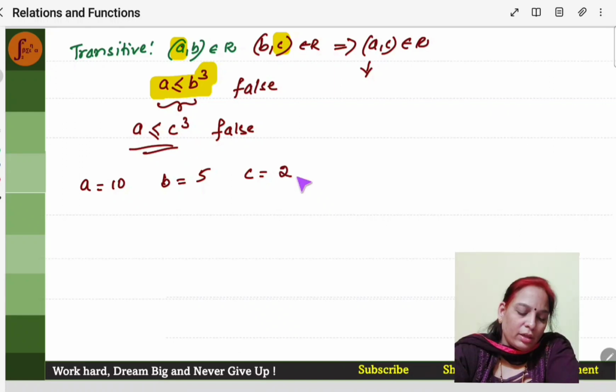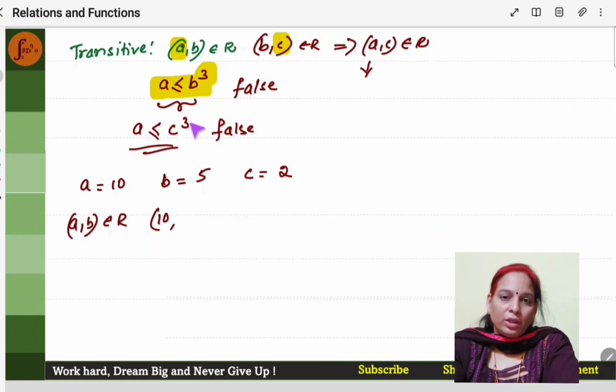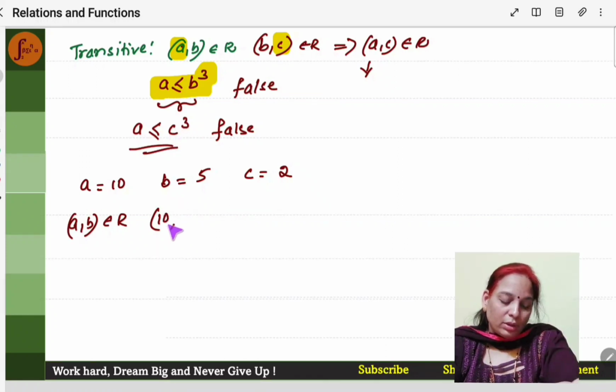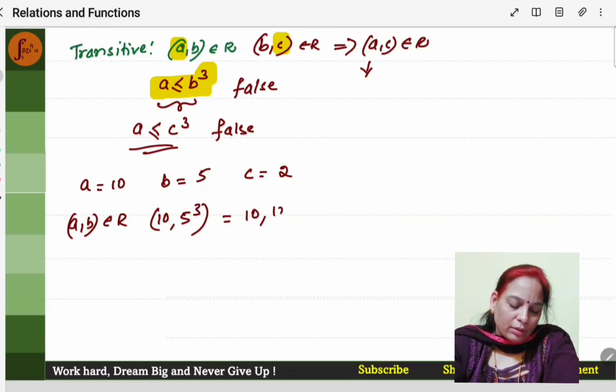So we'll take 2. Now AB combination, which means A is 10, the first element. The second element should be the cube of the second element, so 5 cube, which is 10, 125. Does it satisfy the condition? A should be less than or equal to B cube. Yes, 10 is less than 125, true.